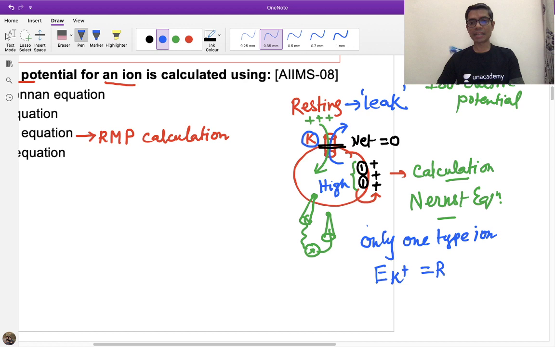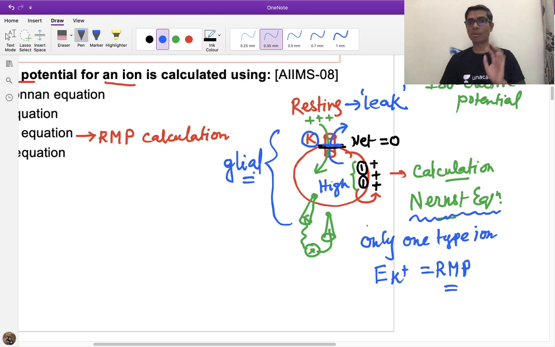That means if the cell is permeable to only one type of ion, then the RMP of the cell can also be calculated by the Nernst equation, because here the equilibrium potential is equal to RMP. But this is not the scenario for all of our mammalian cells. This is typically seen only in glial cells in our body, where the cell is permeable to only one type of ion. But what happens in most vertebrate cells?